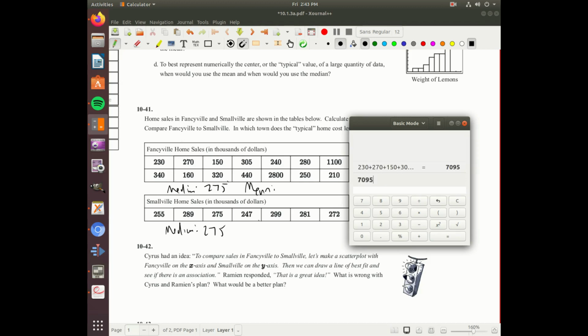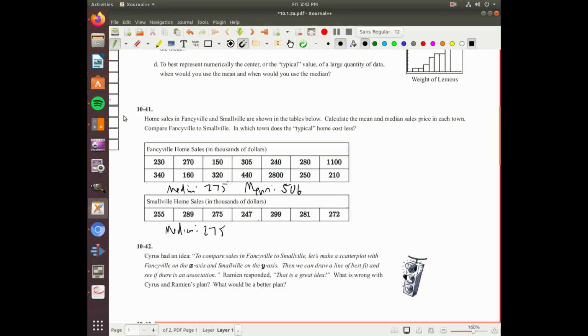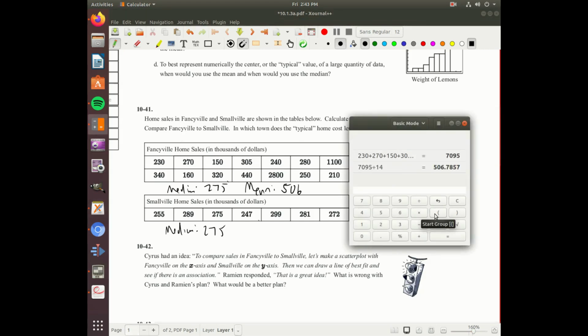So we're going to divide that by 2, 4, 6, 8, 10, 12, 14 bits of data, and we get a mean of 506,000. If I screwed that up, I apologize. I might be off by a little bit, but in theory, it shouldn't matter as far as proving the point that I'm trying to prove. So here, 255 plus 289 plus 275 plus 247 plus 299 plus 281 plus 281 plus 272, and we're going to divide that by 1, 2, 3, 4, 5, 6, 7 houses, and we get 274.